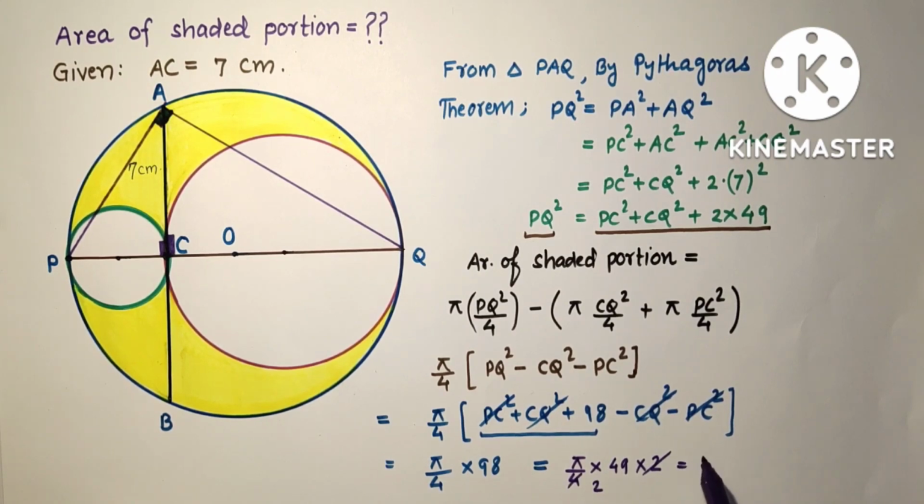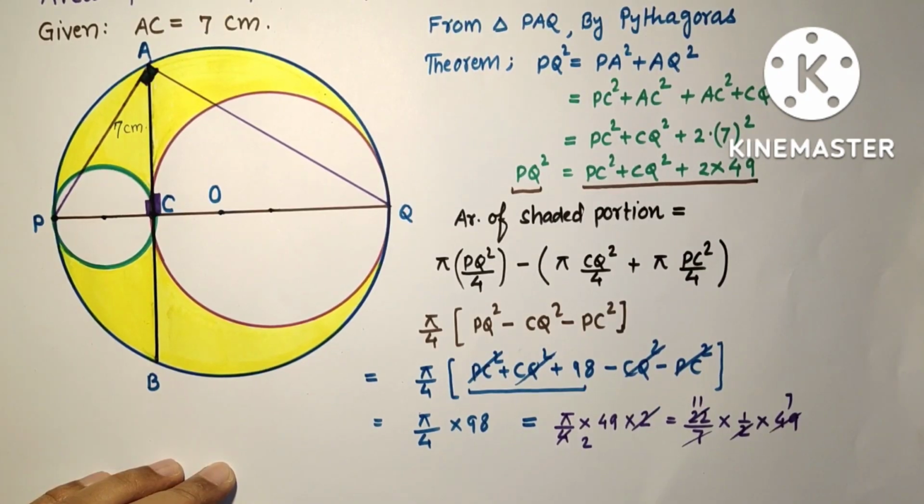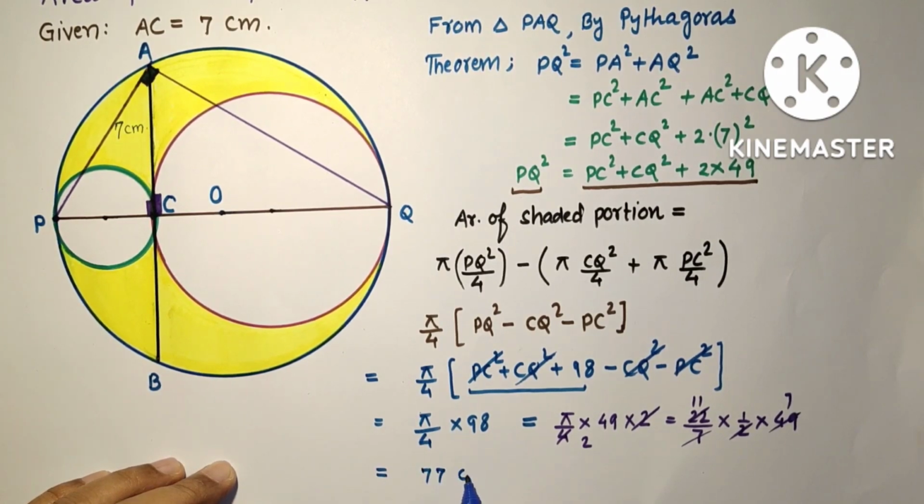and that is 22 by 7 into half into 49. These two will get cut. These two will get cut. So the final answer is 77 cm square, which is the area of the shaded portion. And that is the answer.